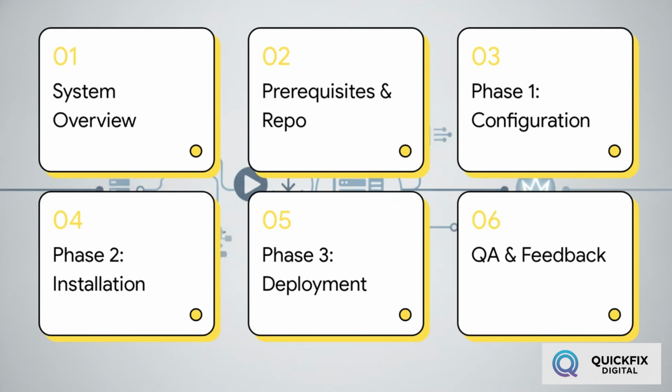On screen, you'll see our 6-phase itinerary for today. We're going to start with a quick system overview, move into the prerequisites, and then tackle the actual installation in 3 phases: source, repository, and add-on deployment. Finally, we'll wrap up with some quality assurance and feedback.